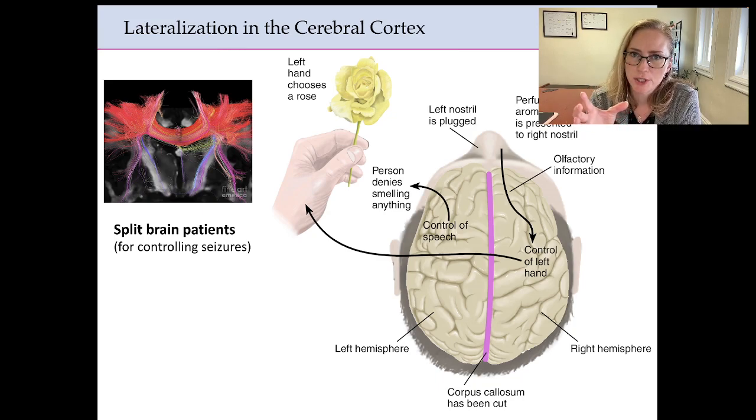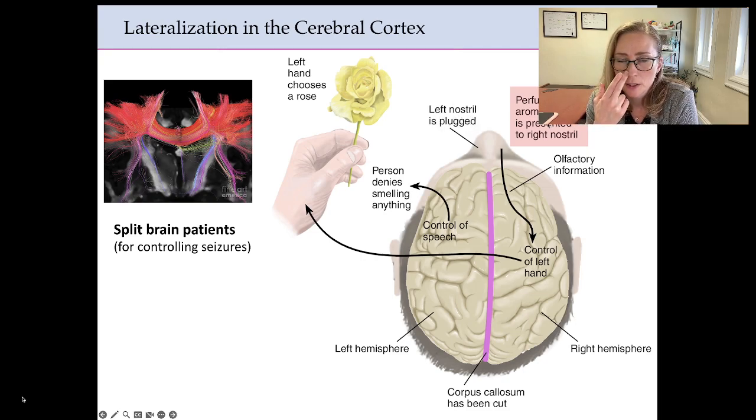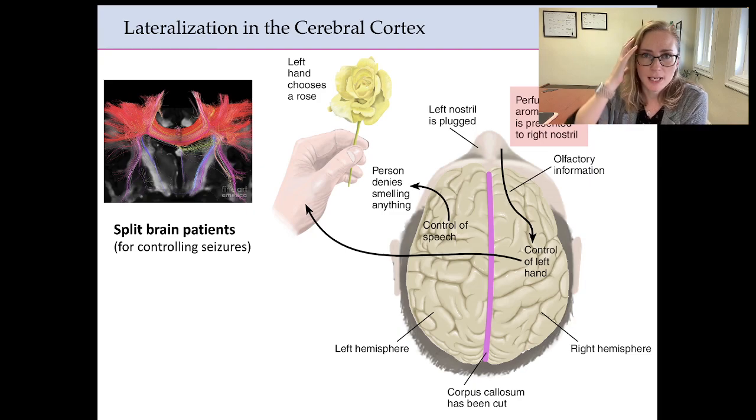Part of the interesting idea of awareness and being able to speak about your awareness is because of language. So let's just say this participant, this is a split brain patient. They have their left nostril plugged and a perfume is presented in the right nostril. So if you remember when I mentioned smell is something that is ipsilateral. If the left nostril is plugged, that means the perfume comes into the right nostril, the olfactory nerve, and it stays in the right hemisphere. So perfume with aroma of rose is presented to the right.